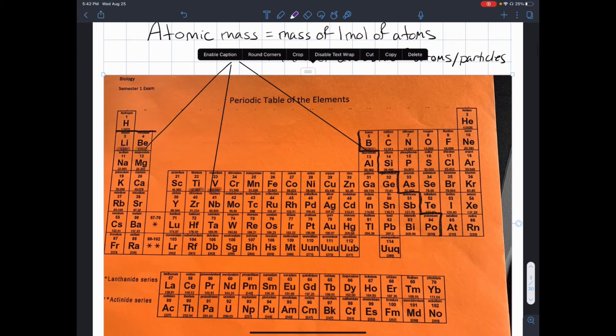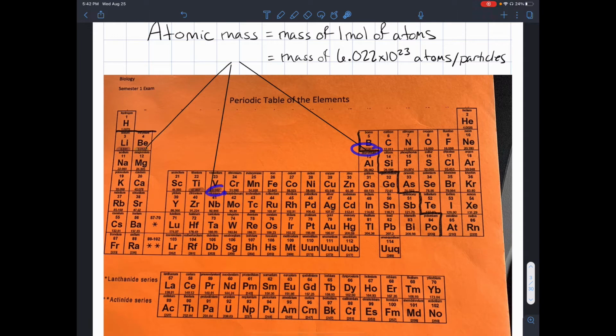You don't have this slide, but that's okay. I just wanted to point out to you that on any given periodic chart, you have the atomic masses of the various elements. Now, that atomic mass is the mass of 1 mole of whatever element that is. So that 50.942 for vanadium is the mass of 6.022 times 10 to the 23 atoms of vanadium. Sometimes we say particles instead of atoms.